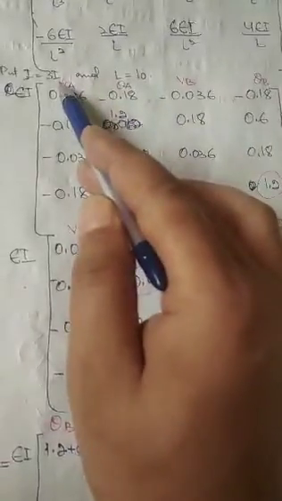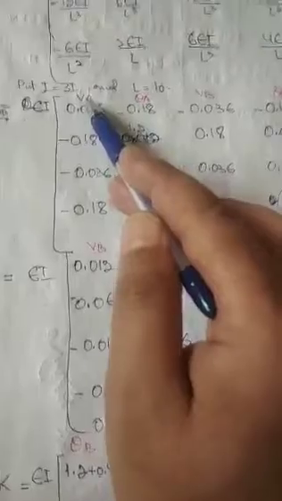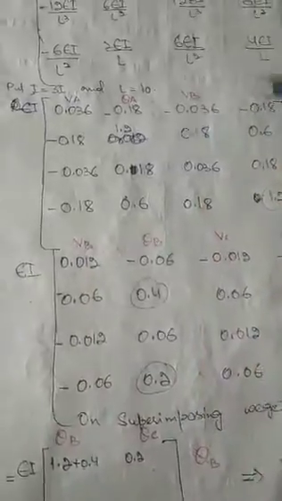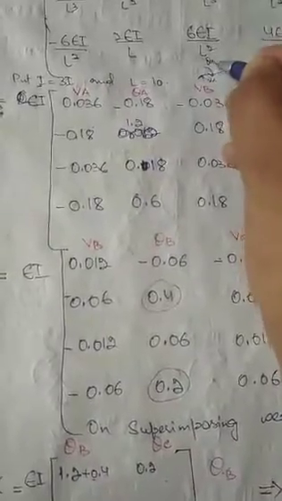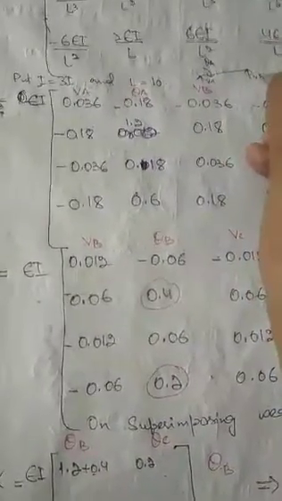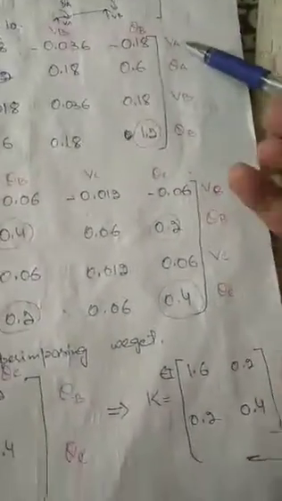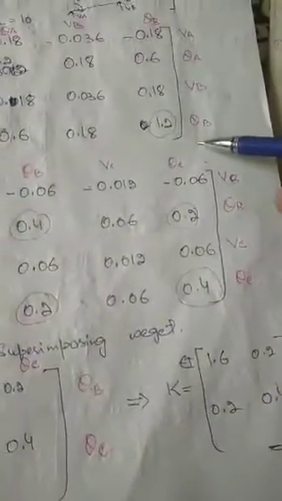Now we will assign vertical reactions and rotations. The first coordinate is VA, then theta A, then VB, then theta B. It is like this: VA, theta A, VB, theta B for this span.